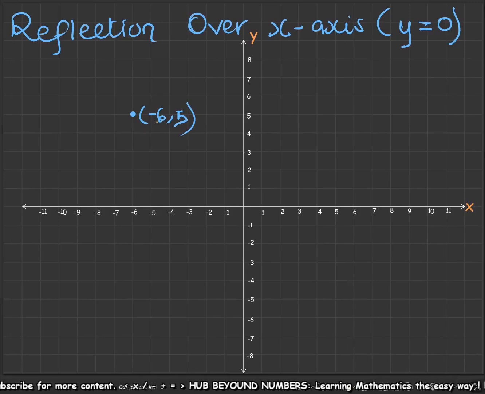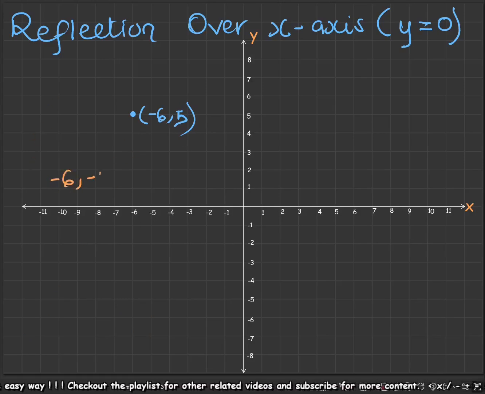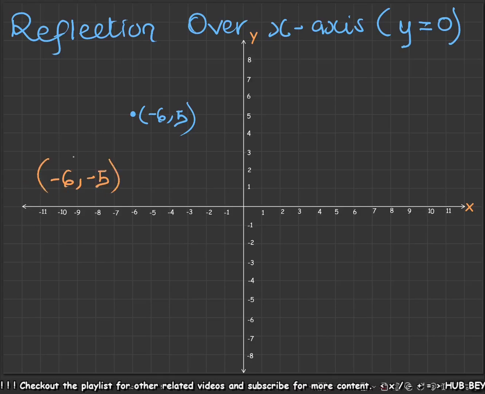So let's come back to this point we're reflecting here. You see, it was -6, 5. So we should always maintain the value of x. It doesn't change. But then let's negate the value of y. So that means we are going to get a -6, -5. This is the point we are going to get if we reflect this point.